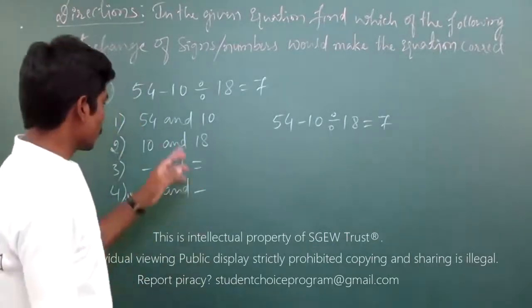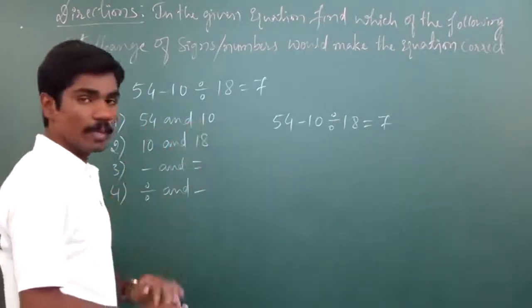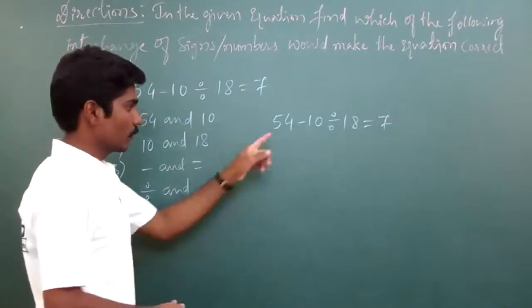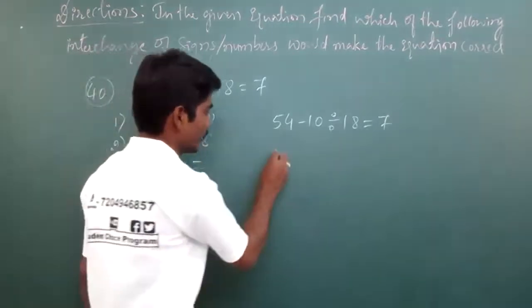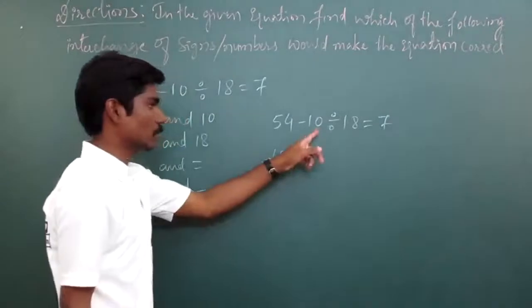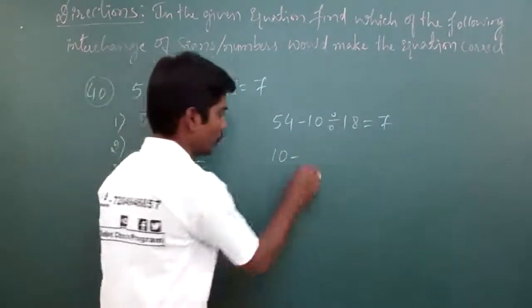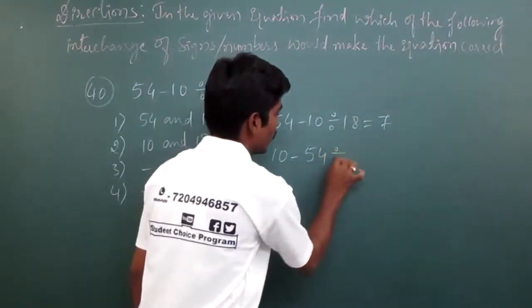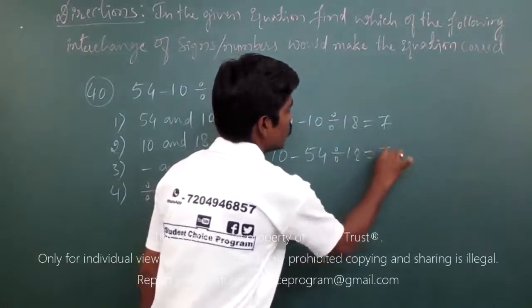Now according to the first option, 54 and 10 should be interchanged. Now 54 should be replaced by what? Now it is 10 minus this 10 should be replaced by what? 54. Okay. 54 divided by 18 is equal to 7.